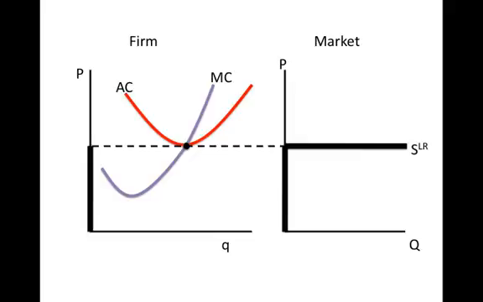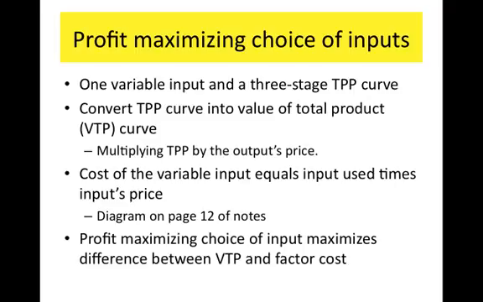But we can actually look at profit maximization through the lens of how much input should I use in order to maximize profit. And to do that, what we're going to do is assume that we have one variable input and a three-stage total physical product curve. And we convert that total physical product curve to something called the value of total product curve, or VTP. We do that by multiplying TPP by the output's price. The cost of the variable input equals the amount of the input used times the input price.